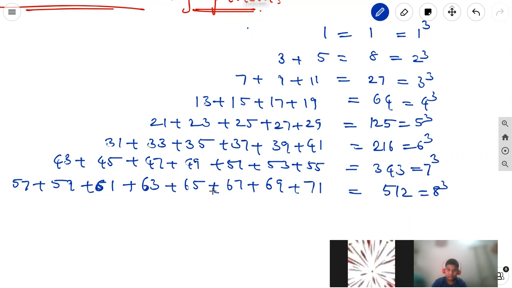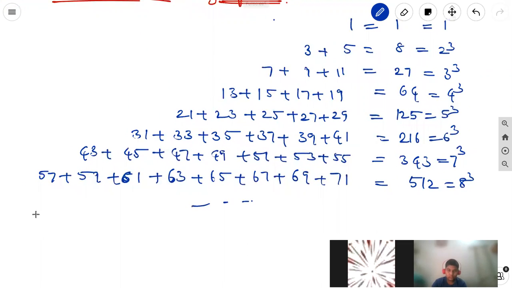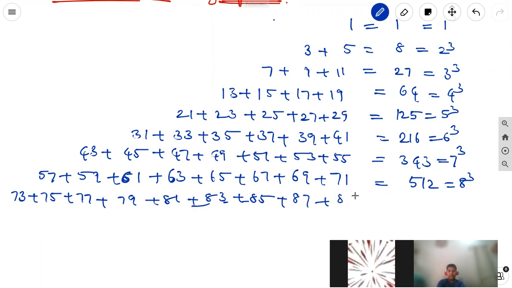Adding all of these. Okay. In a similar way, we can continue up to 10 cube also. First write the 9 cube. That is 73 plus 75 plus 77 plus 79 plus 81 plus 83 plus 85 plus 87 plus 89. It is equal to 729, which is 9 cube.